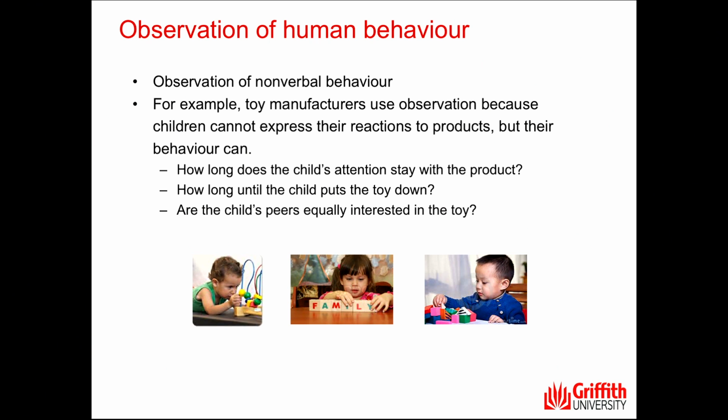Observation of human behavior. This is basically observation of non-verbal behavior. For example, you are working for a large toy company and you want to know how children interact. Do they like it? How long do they play with the toys? In this example, toy manufacturers use observation because children cannot express their reaction to products, but their behavior can. If they're happy, they like it, they play longer. If they're unhappy, they just throw the toy and leave.